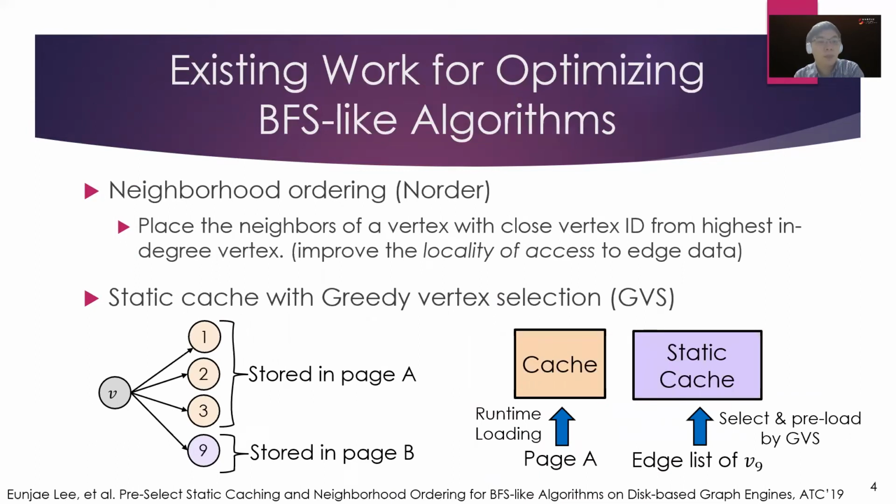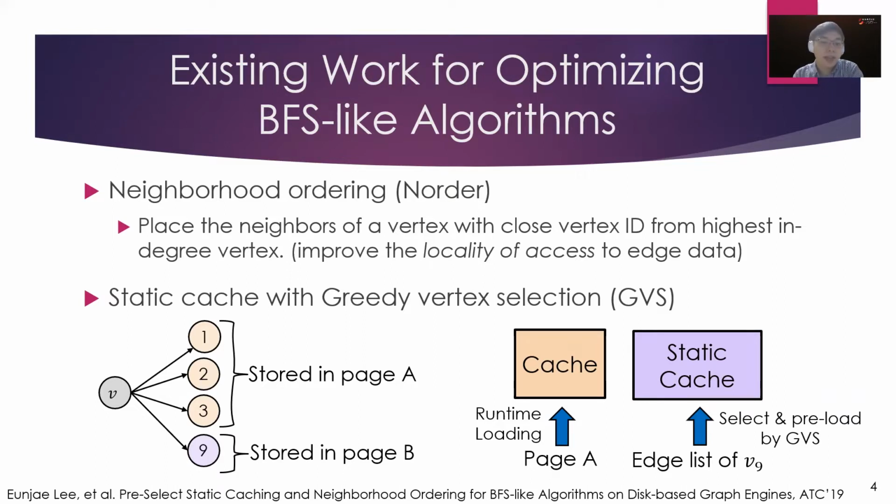To alleviate the poor performance of BFS algorithms, existing work looks for opportunities for processing optimizations. The first technique is neighborhood ordering, also known as Gorder. Since the neighbors of a vertex are accessed together in BFS-like algorithms, the goal is to place the neighbors of a vertex with close vertex IDs.